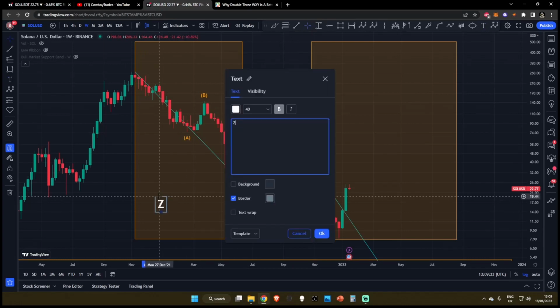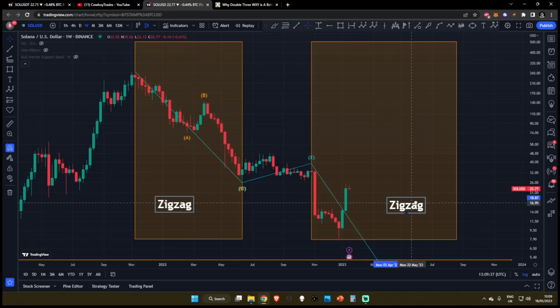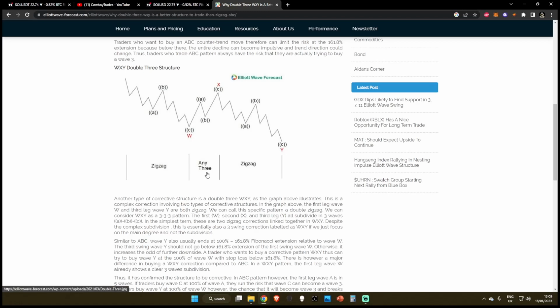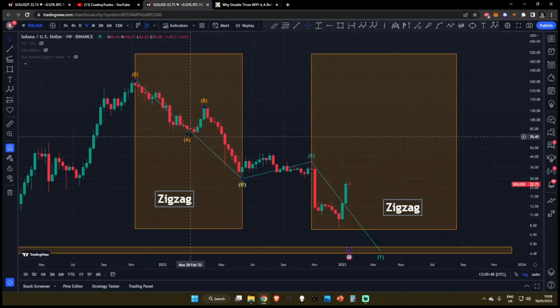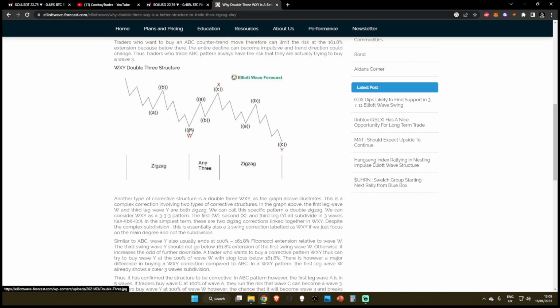I'll highlight this. Zigzag. Also copy and paste this over here, zigzag. So these are where you're going to get your zigzag ABC patterns, ABC. But right here is where you have an any free. So what this basically means is, yes, you can have another ABC pattern to the downside, but typically your ABC patterns are slanted up. Now, they don't always have to move like this, where you've got an ABC with the C pushing higher than the A wave.